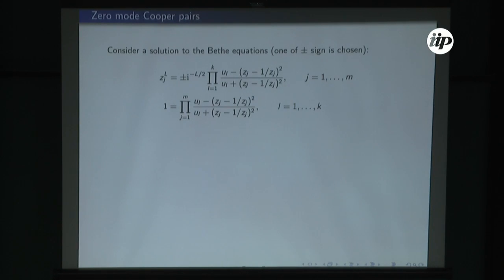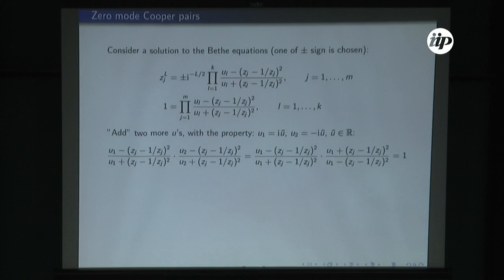Okay, but it's still not extensive. So what is the extensive degeneracy? This is explained in terms of so-called Cooper pairs. To do so, let's look at the Bethe equations, which look like such. Now, what we will do, we will add two more odd domain walls with imaginary rapidity and with complex conjugate imaginary rapidity.